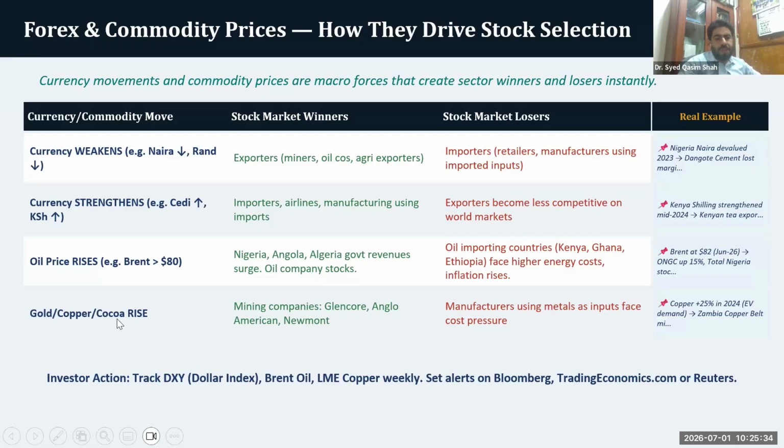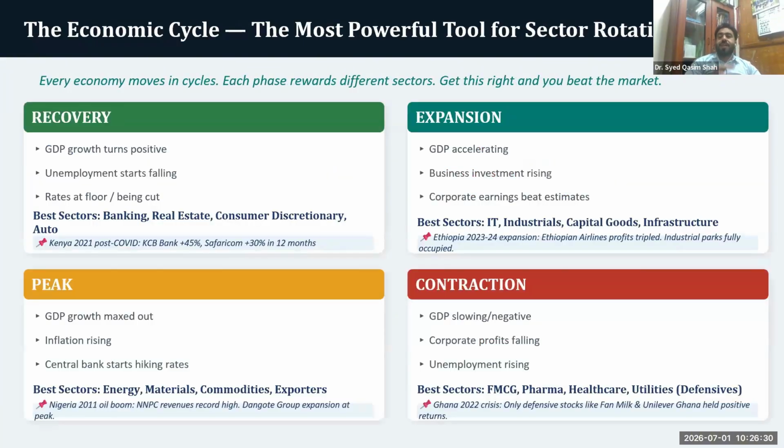And let's say if we talk about gold, copper, and cocoa, rice, all the commodities, if these prices are rising and you are investing in mining companies, like Anglo American, you will be a stock market winner. And if you are manufacturing and using metals as input, your costs will rise. Let's say the copper industry. If you are producing anything that uses copper or silver, let's say solar-based technology, you will ultimately be affected by whether gold or copper prices are increasing or decreasing. So all the forex, commodity, interest, all these things are linked with the stock market.